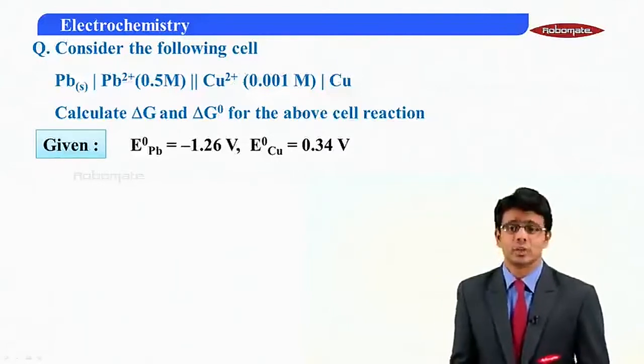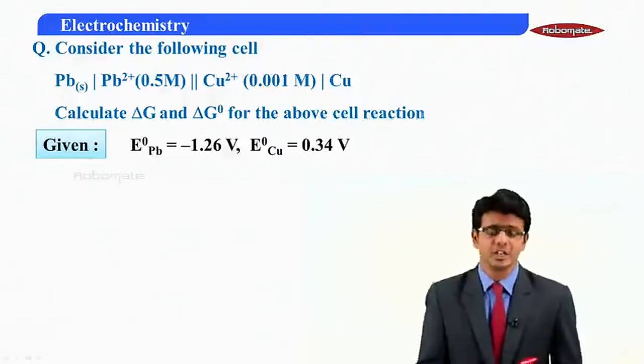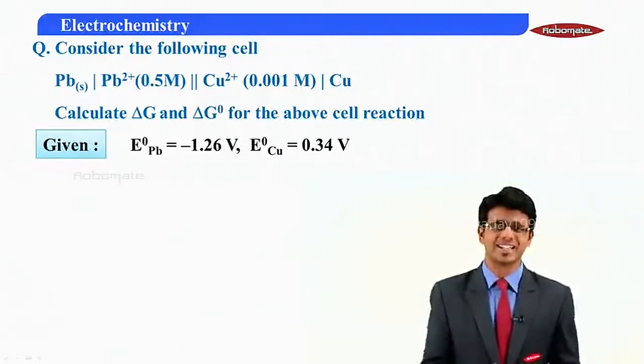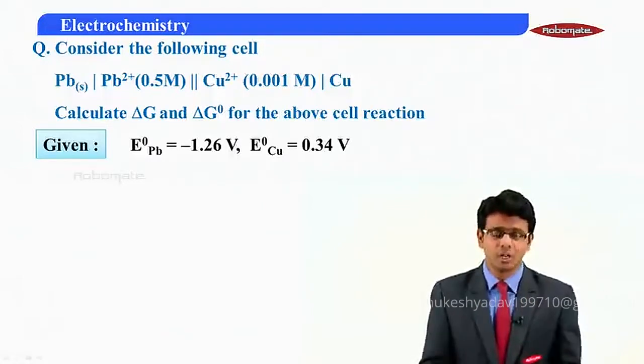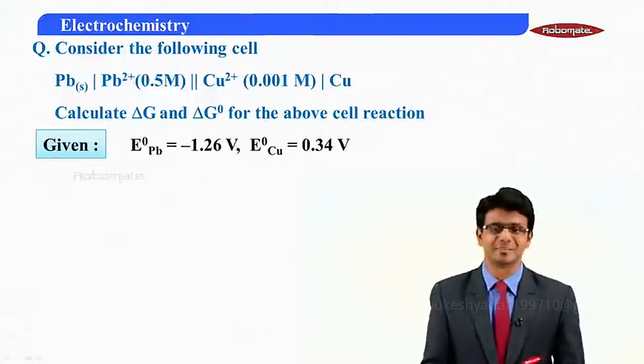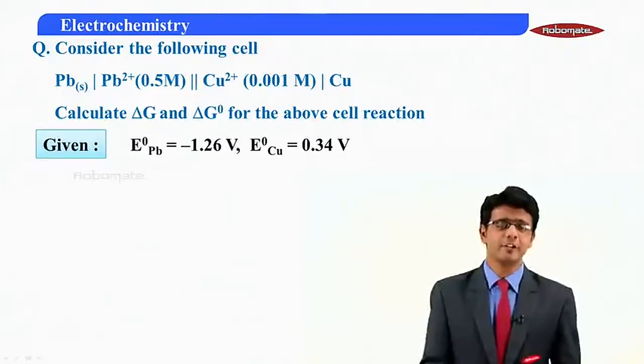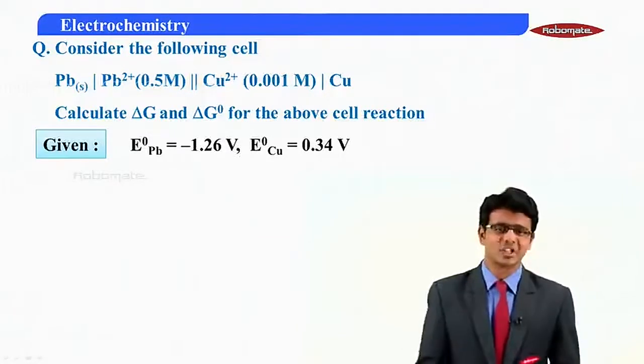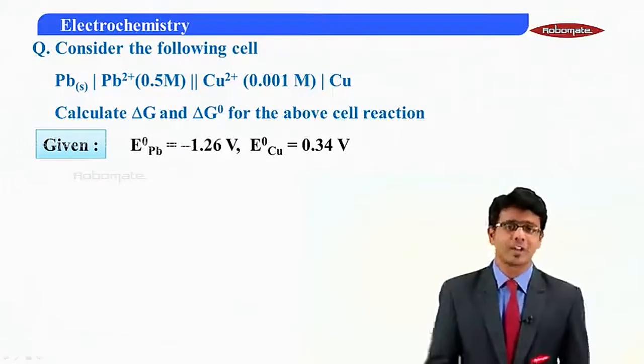Alright. So here, to find the value of delta G, we first need to find the value of E cell. And for delta G naught, we'll be finding the value of E naught cell. Okay. In either case, we will be needing the cell reactions. So let us first of all write the cell reactions.